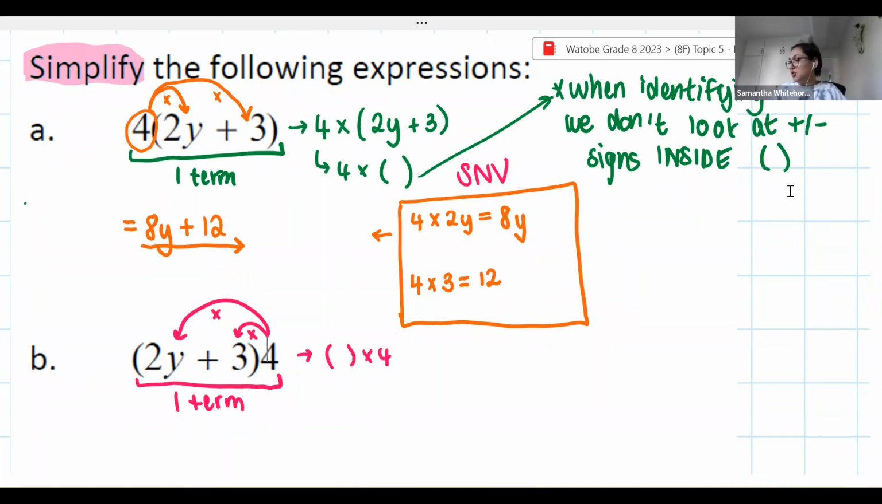So guys, give this a try. Let's see what we come up with. You do have a variable there, so your answer should still have a variable because we can't just lose a letter.